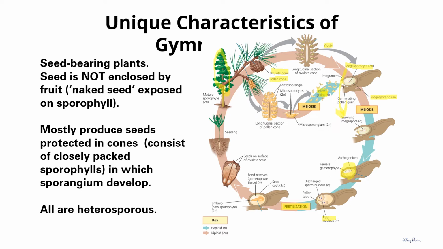And this is the reason why gymnosperms are called seed-bearing plants, because the seeds are found at the scale of the female cone. However, the seed is not enclosed by fruit, which means it is not protected by fruit as in angiosperms. Because of the formation of two different sizes of spores, which are the megaspore and the pollen grain that contains the microspore, they are heterosporous.